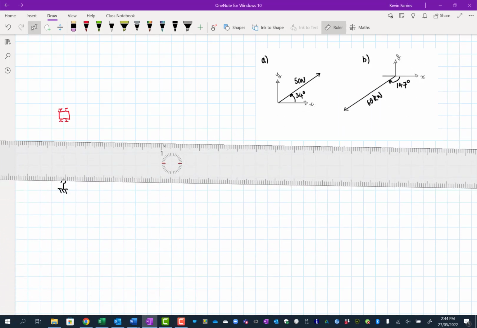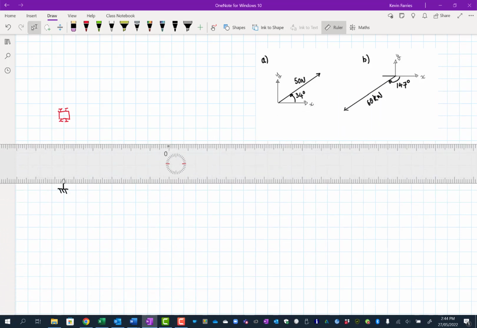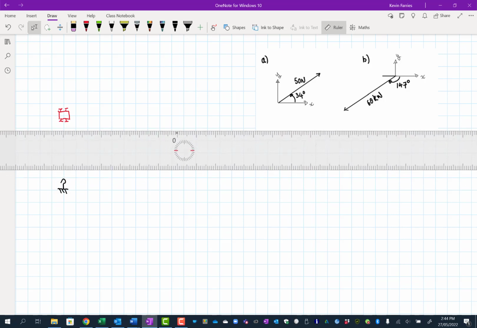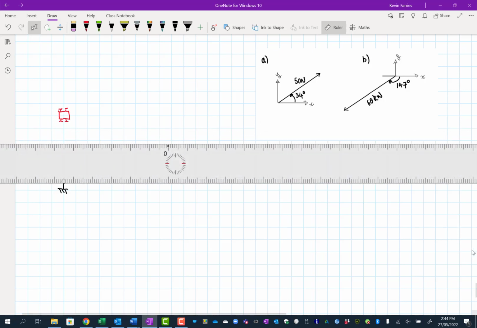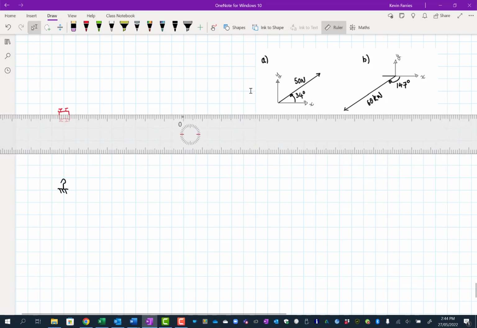Okay, so for this next problem we've been asked to find the x and y components of a couple of forces. So we've got a 50 Newton force, and a 60 kilonewton force acting in different directions, and we're going to find the x and y components. Now before I do those, I just quickly wanted to point out some differences between the problems involving displacement vectors and problems involving force vectors.